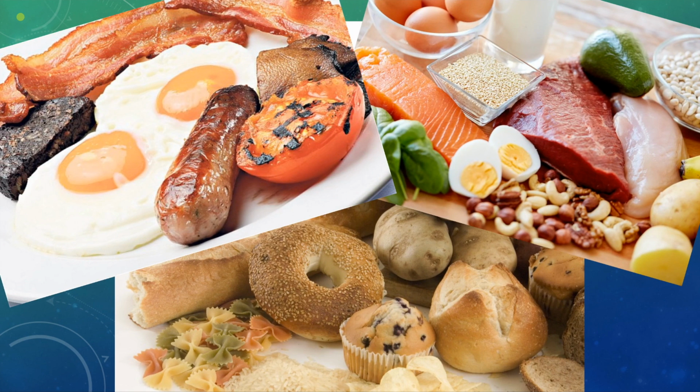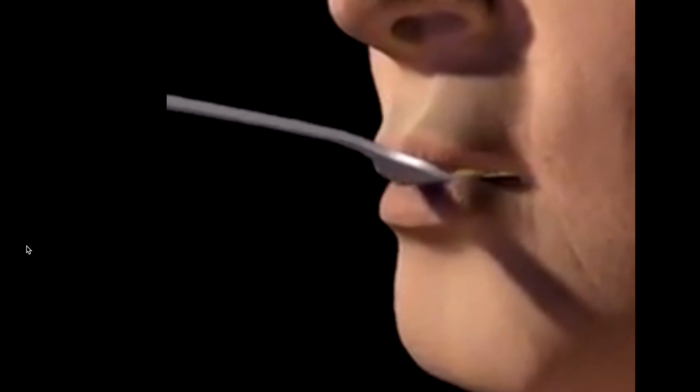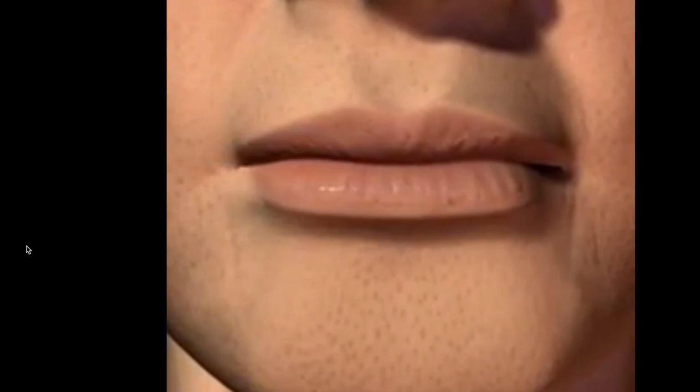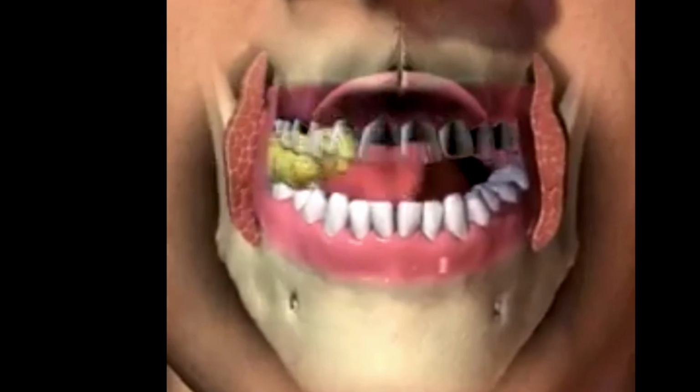Alright, so let's find out what each part of the digestive system does. Food first enters the mouth, where its mechanical digestion begins. Teeth break the food into smaller pieces, increasing the surface area, thus allowing digestion to take place faster.